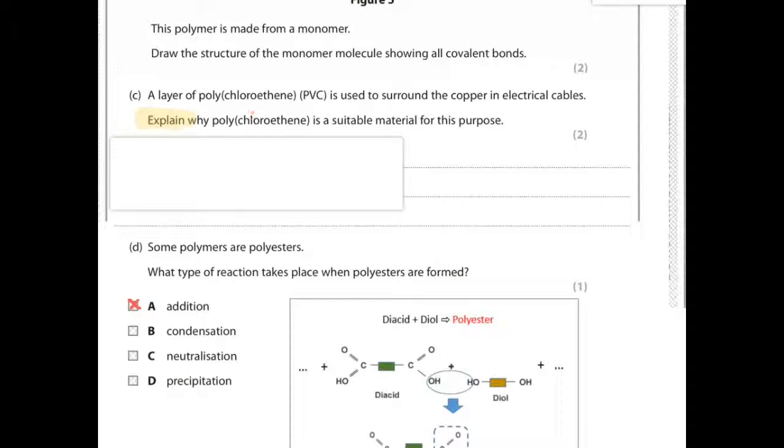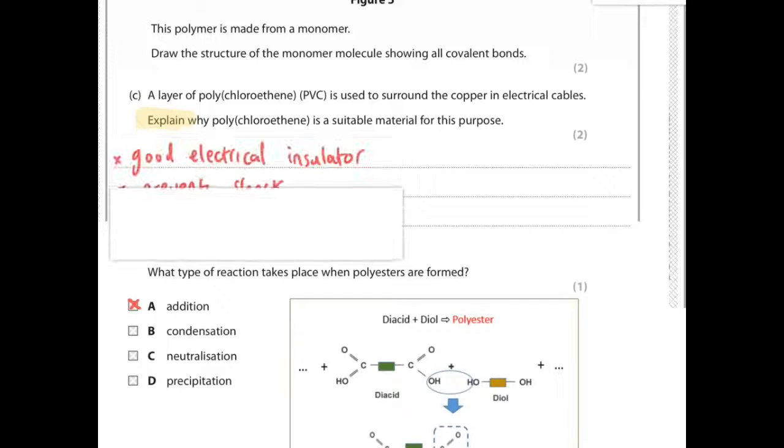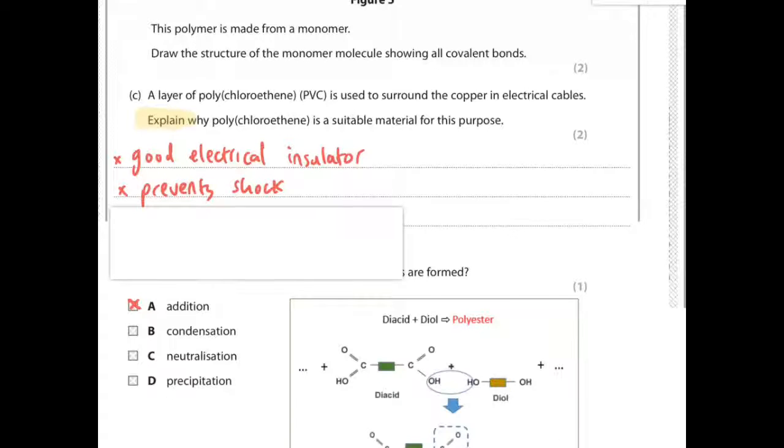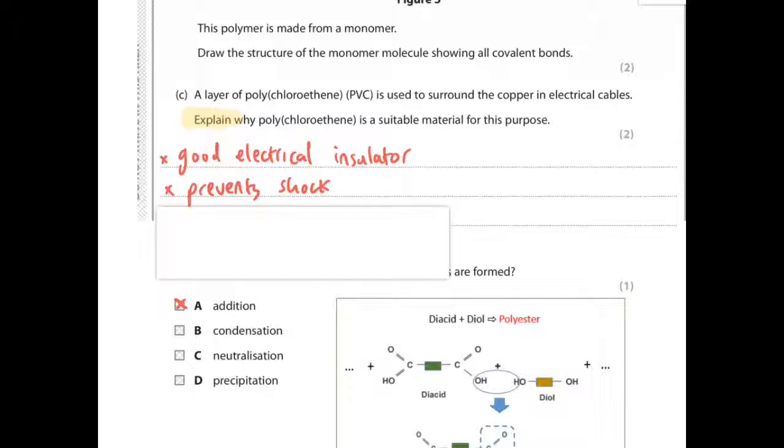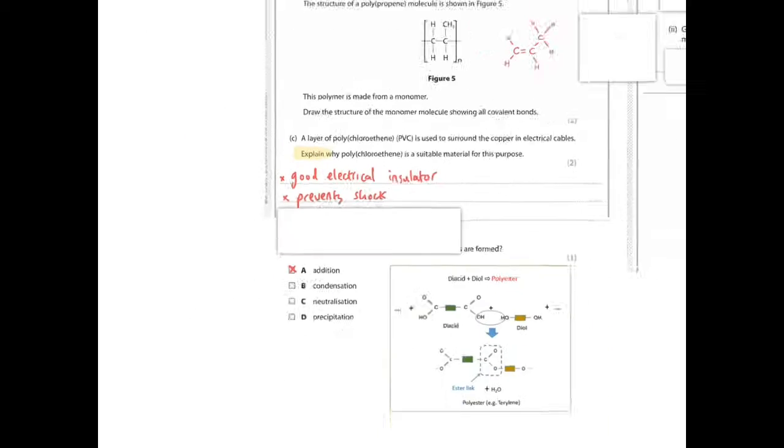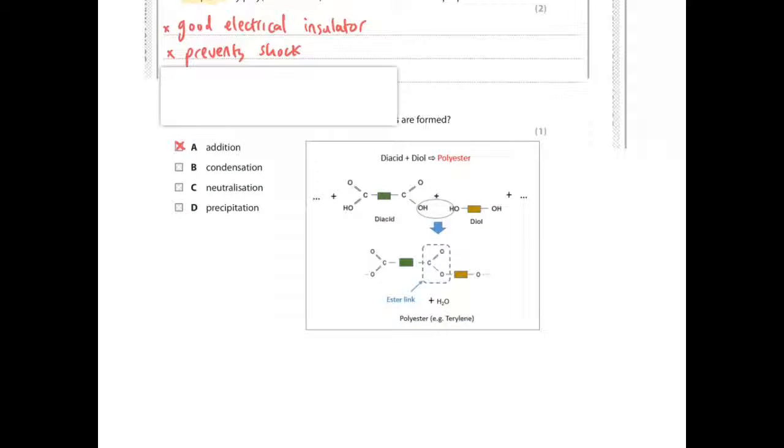A layer of polychloroethene, PVC, is used to surround the copper in electrical cables. Explain why polychloroethene is suitable material for this purpose. Well, you'd assume that it's a good electrical insulator and prevents shock. I mean, even if you didn't know that, it'd just be common sense why you'd use it to surround cables.